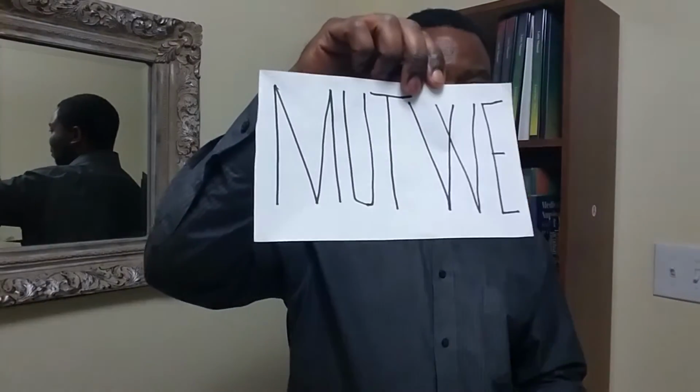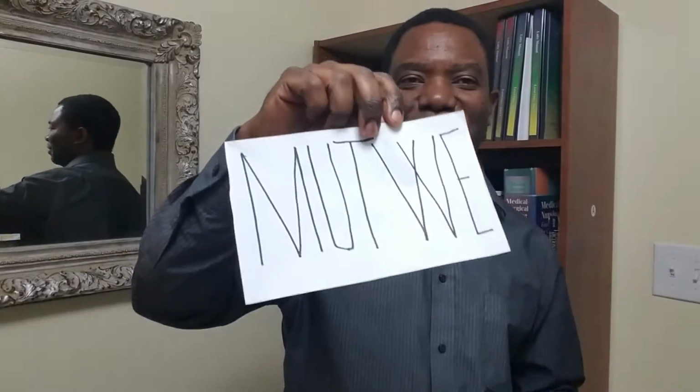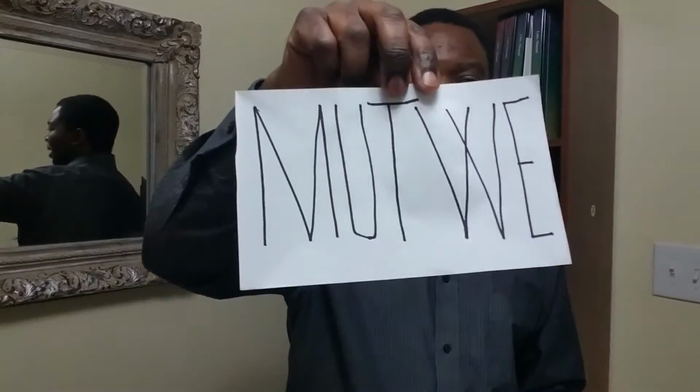We have mutwe, head. If you know, you can give the answer. Mutwe means head. And I'll be showing the parts of the head. So mutwe means the head. The whole head is one mutwe. And then we have Mievu, it's hair. Okay? Mievu.